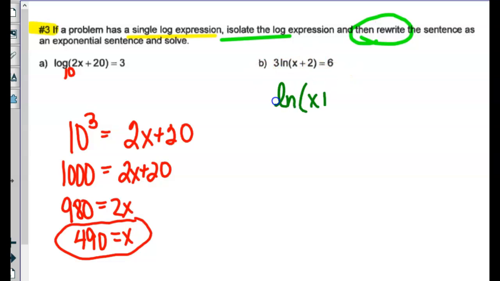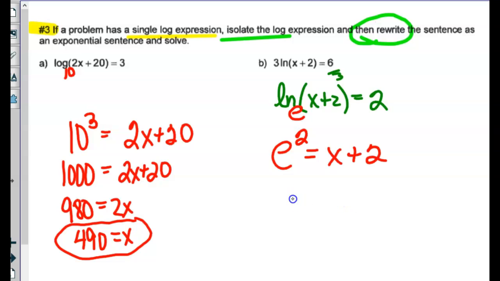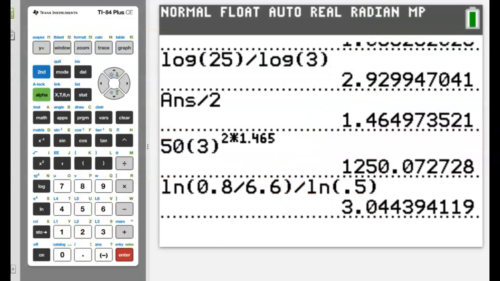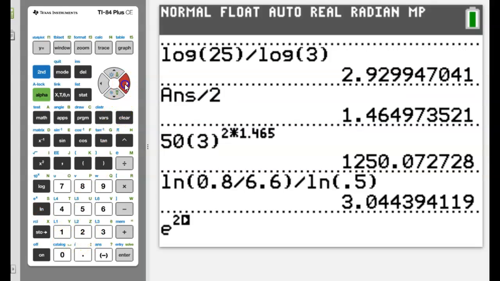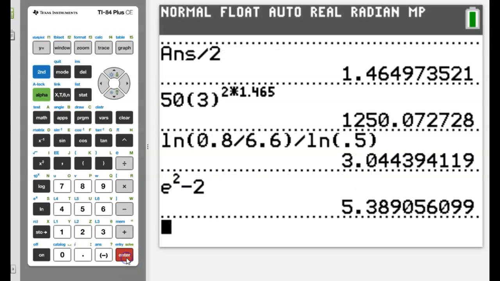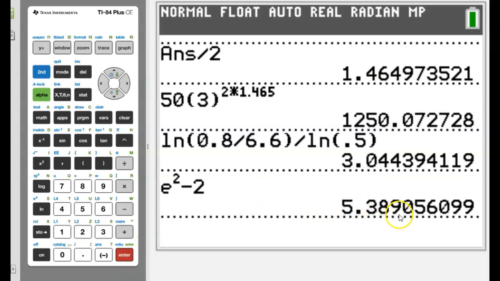So we have ln of x plus 2. If we divide both sides by 3, we get equals 2. Now what are we going to rewrite this as? What's the base? e, right? So it's e to the second equals x plus 2. So if you wanted an exact answer, it would be e squared minus 2. If you want an approximate answer, second ln with a 2 up here, and then a minus 2. Did I type that all right, guys? Anybody getting a 5.389?